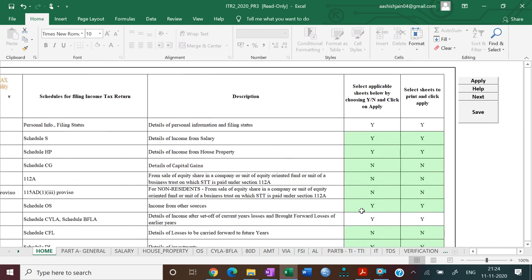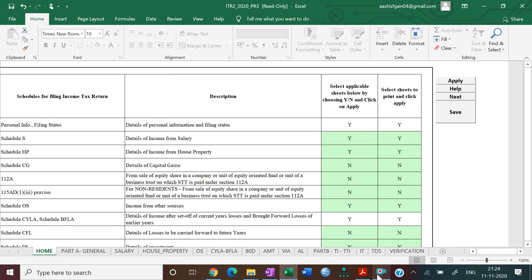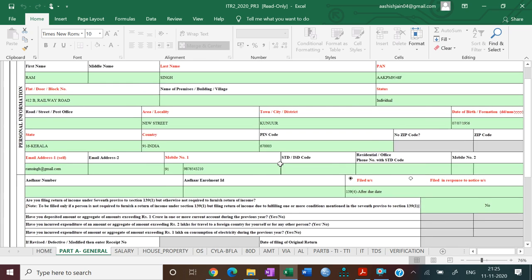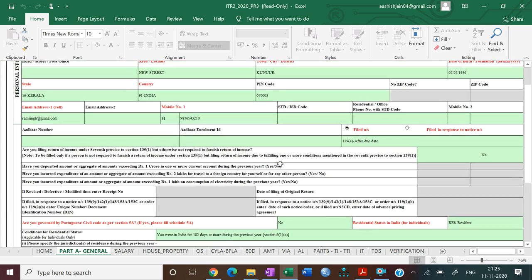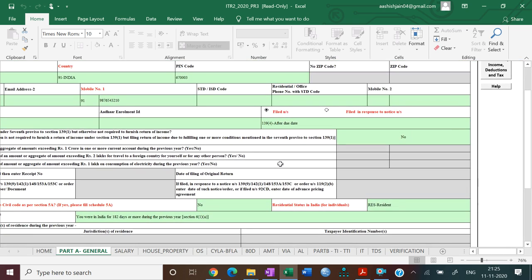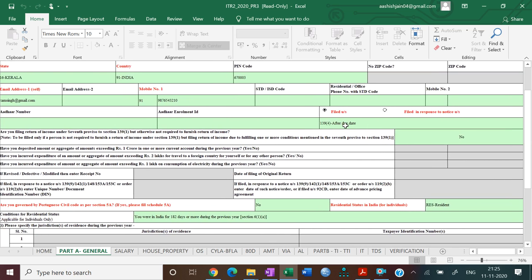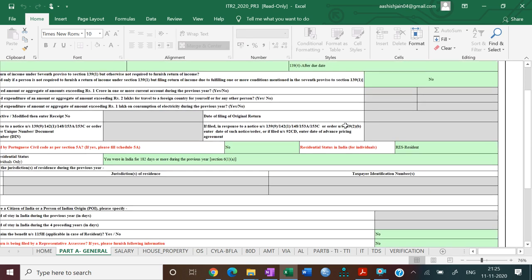So now let's apply this. I have already filled in the basic details of the assessee: name Ram, last name Singh, PAN, status that is individual, area details, area locality, town, date of birth, state Kerala, country India, pin code, email, mobile number, and filing of return, that is after the due date, which is covered under section 139(4), and we have to make this no.